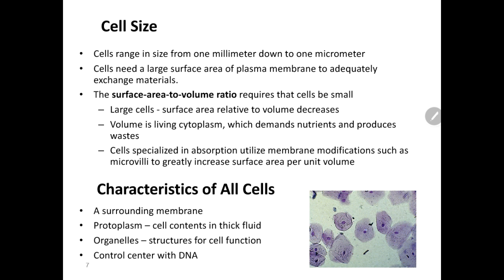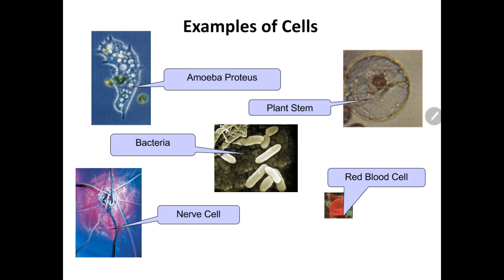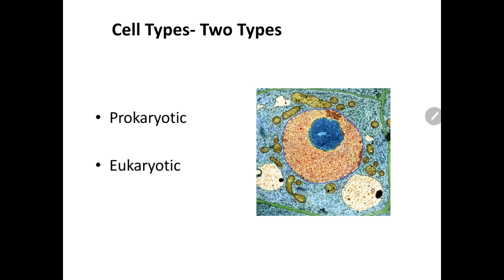Characteristics of all cells. Surrounding membrane. Protoplasm, the thick fluid the cell contains. Organelles, structures for cell function. Control center with DNA. These are the main examples of cells. Amoeba. This is a cell of a plant stem. This is bacteria. And this is a red blood cell. And these are the nerve cells which are in the human body and animals, living things.